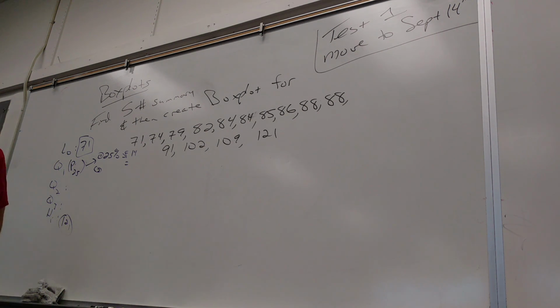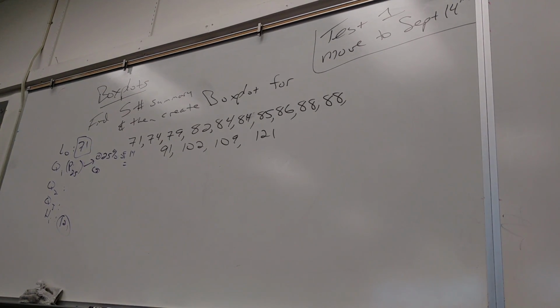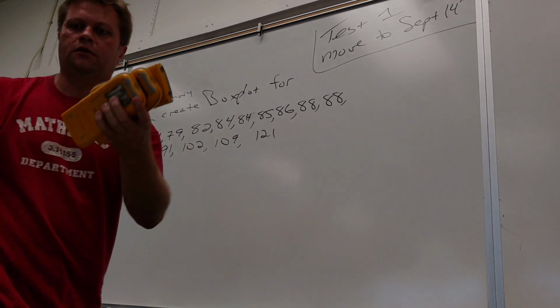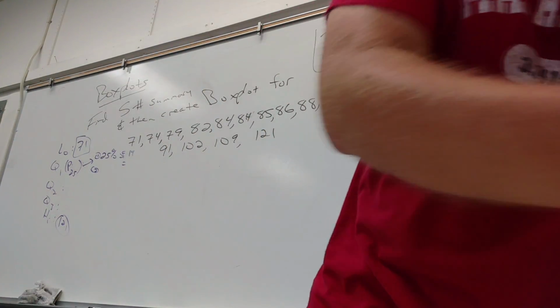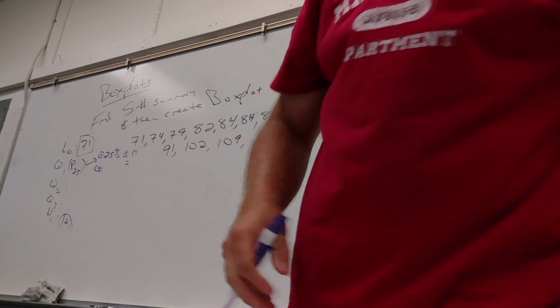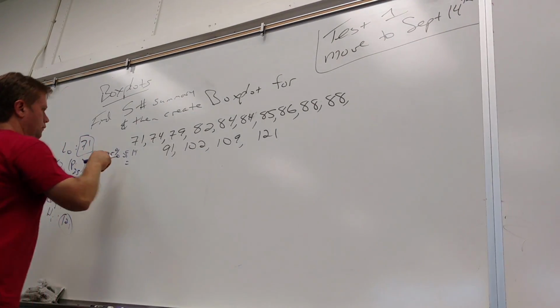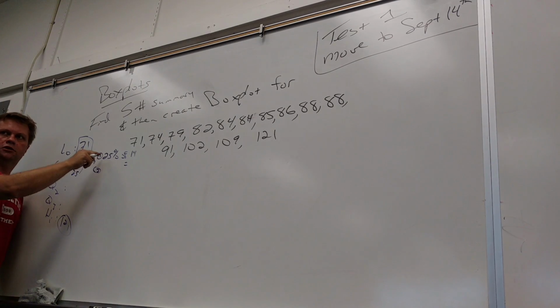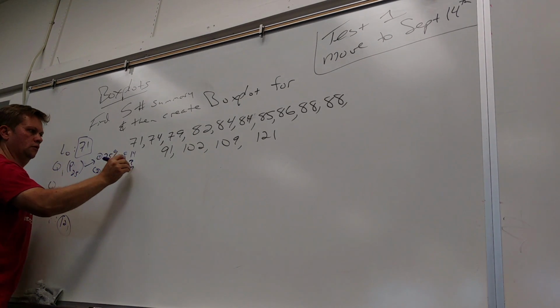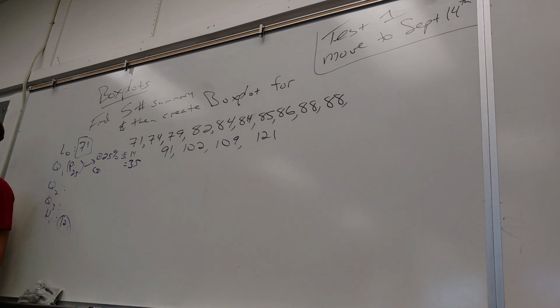You're going to need these later anyway. If you need a calculator, which you shouldn't for that problem, there's some here. 14 divided by 4 is 7 divided by 2 is 3.5. What does that mean?